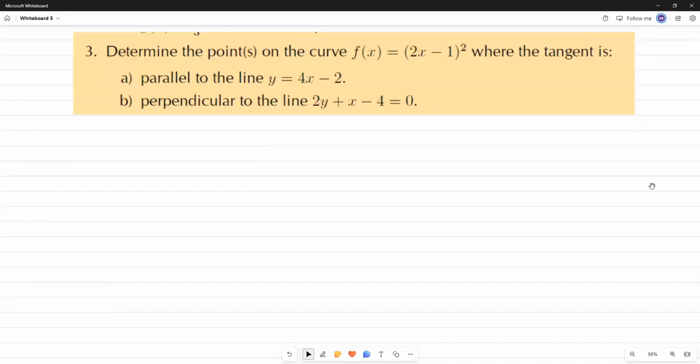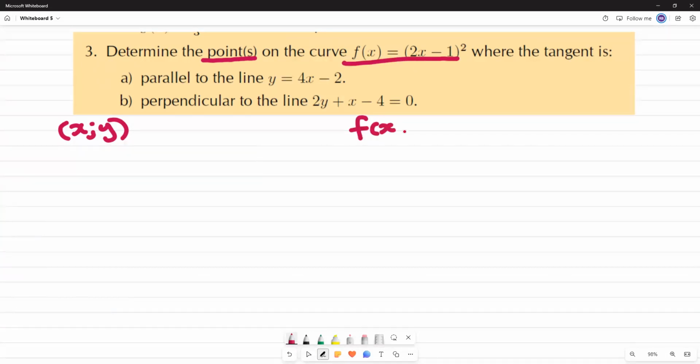So in this case, we need to be really careful now. They want us to determine the points. So we know that we're still looking for the x coordinate and y coordinate of this function. Let's firstly remember we don't need brackets, so I'm going to expand that first.